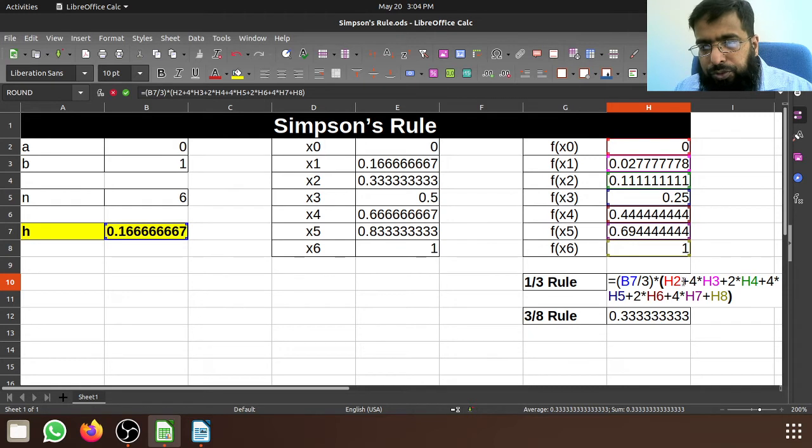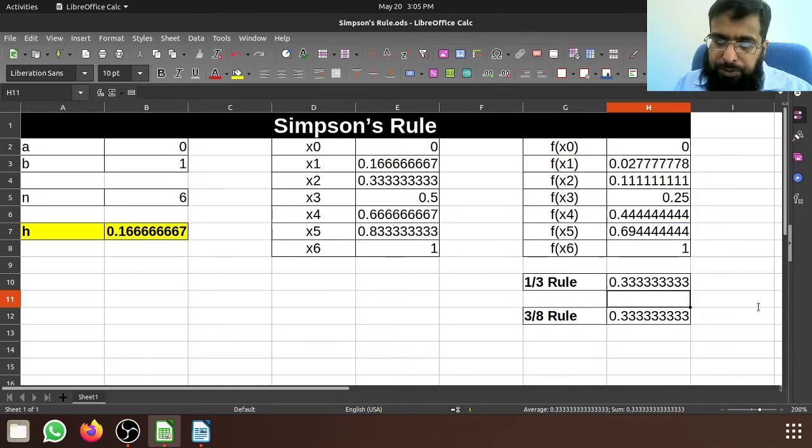So we have h2, the first multiplied by 1, the second multiplied by 4, the third multiplied by 2, the fourth, then the next multiplied by 4, the next multiplied by 2, and the last multiplied by 1. So actually this line implements Simpson's 1/3 rule, and it comes out to be 0.33.